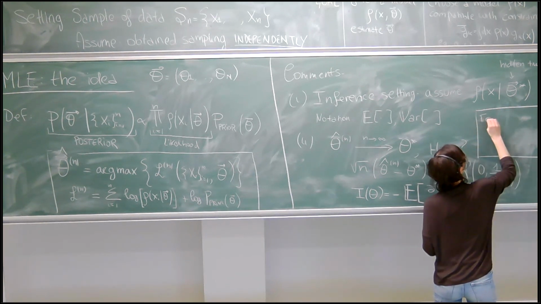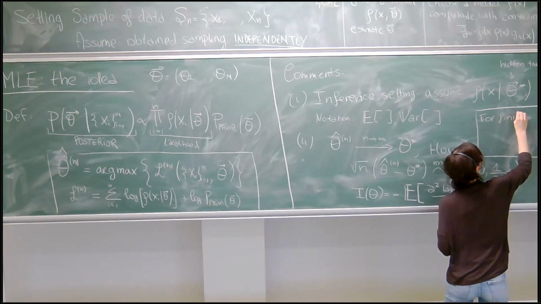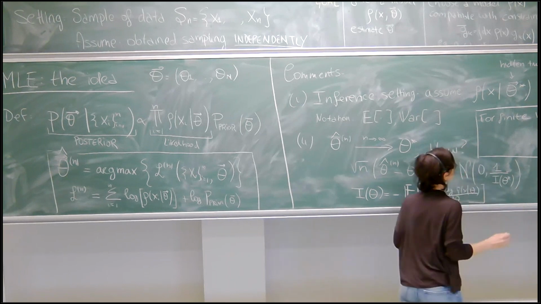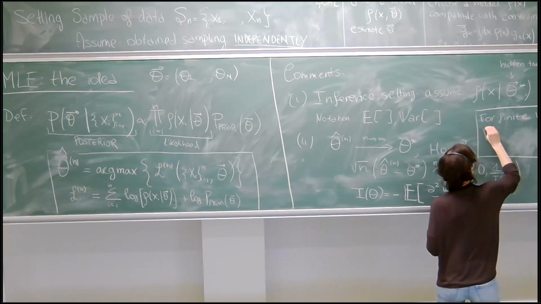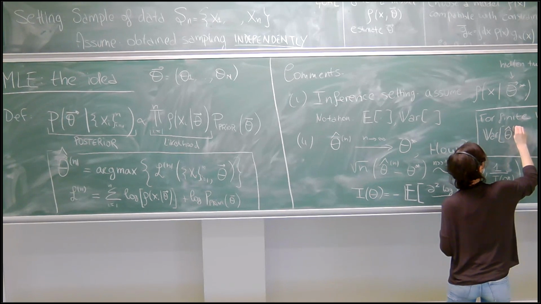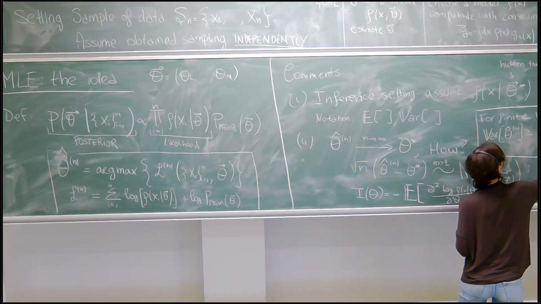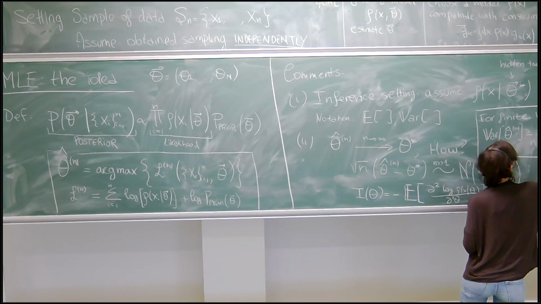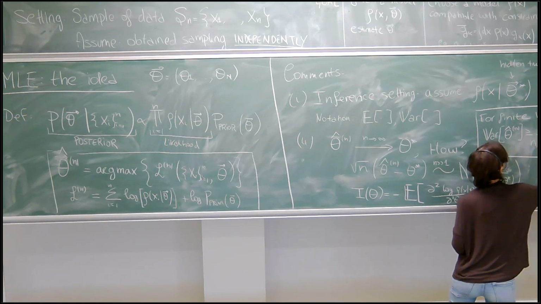So for finite n, what you have is that the variance of your estimator is lower bounded by 1 over n I of theta.